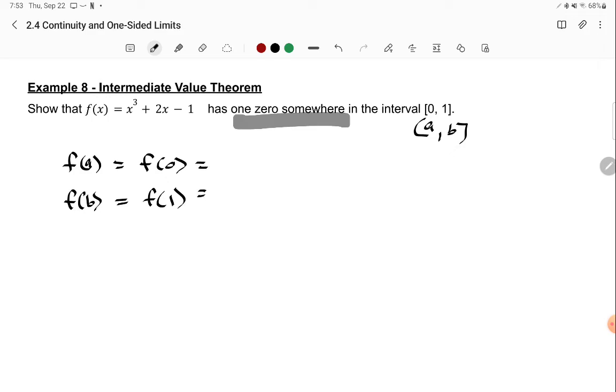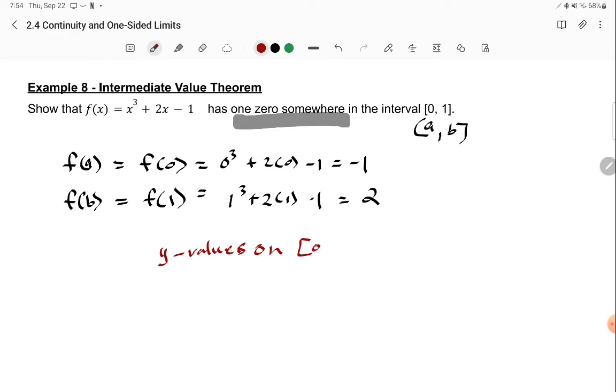So when we plug it in there, you'd have 0 to the third plus 2 times 0 minus 1. So this is all equal to negative 1. When you plug 1 in there, you'd have 1 to the third plus 2 times 1 minus 1. And all of that together equals 2. Now, what this does is it tells us the y values. They go from negative 1 to 2. Okay, so let's write that down. Y values on this interval of 0, 1 go from negative 1 to 2.